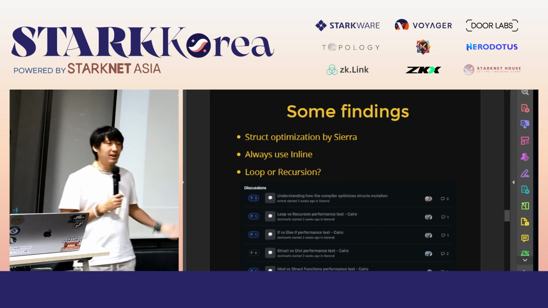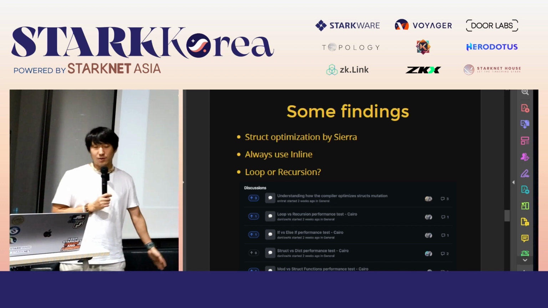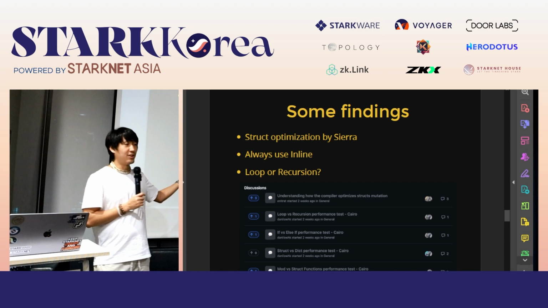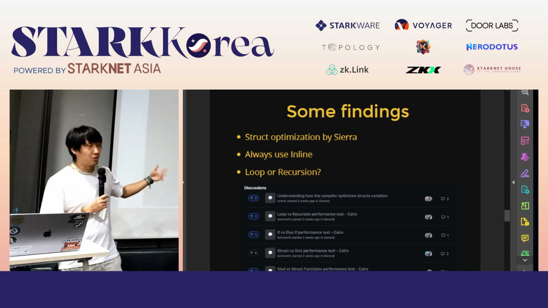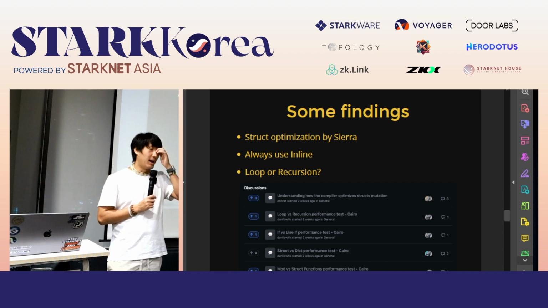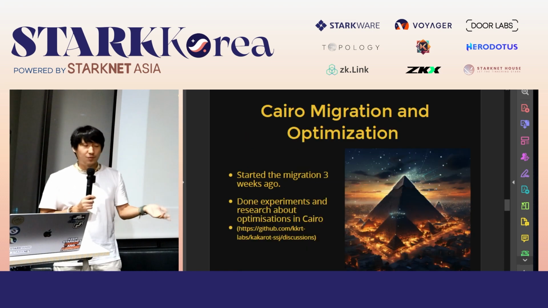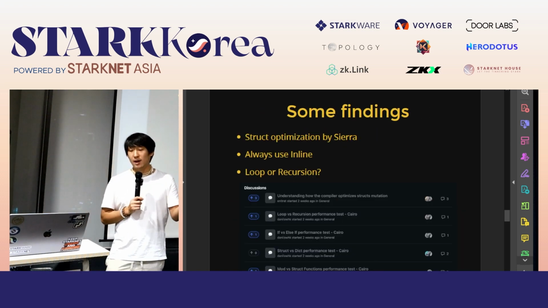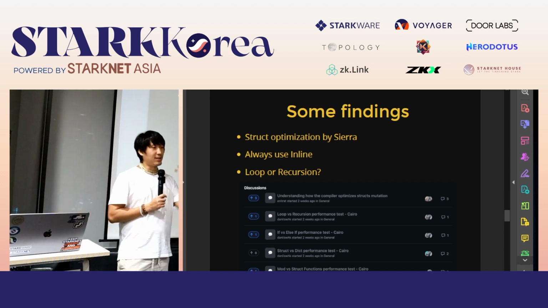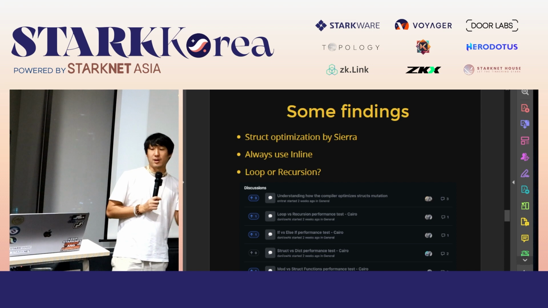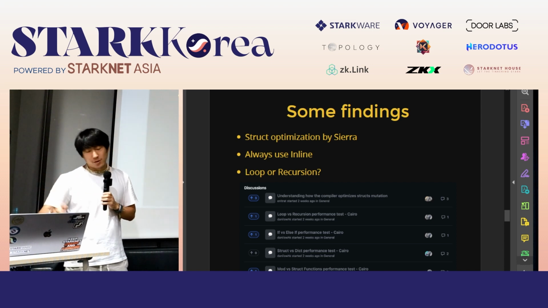We are also making sure that our exploration and the things we find out on how to optimize the code are shared with the community. So we are trying to do some research on comparing loops versus recursion in Cairo. What are some of the things that Sierra brings that weren't possible in Cairo 0? So just some simple findings.